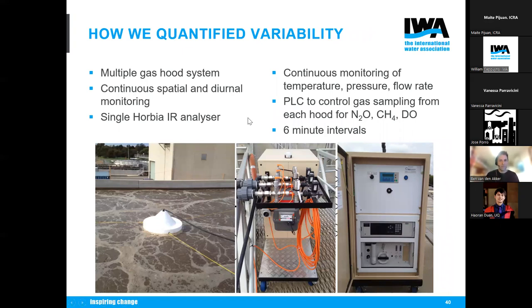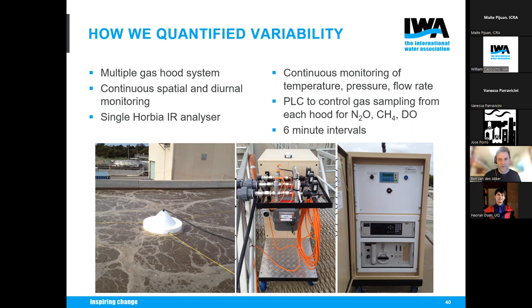So how did we quantify variability? Well, we developed a multiple gas hood system, and that enabled spatial and diurnal monitoring. We were able to use multiple floating gas hoods that would pipe the captured off gas to a centralized greenhouse gas monitoring unit. From each hood, we were able to measure temperature, pressure and flow rate, and we used the PLC controller to open and close gas solenoid valves to direct a portion of the gas from each hood to a single Horiba infrared gas analyzer.